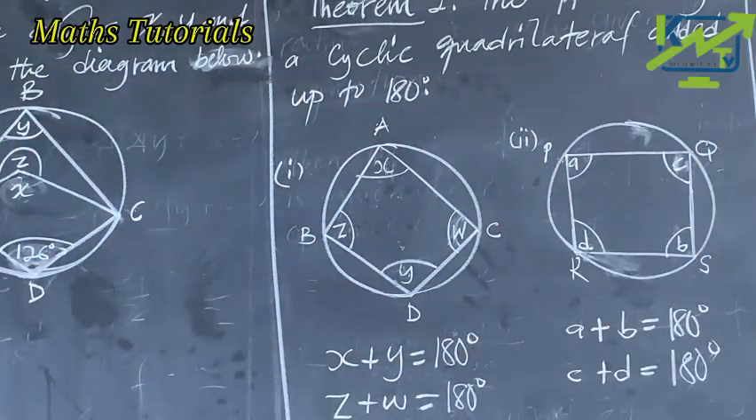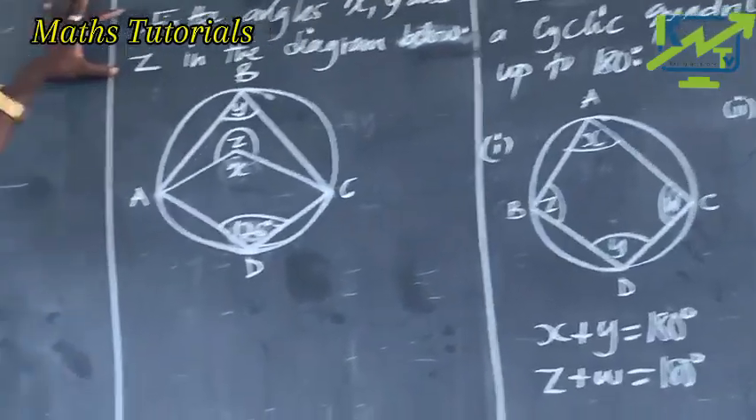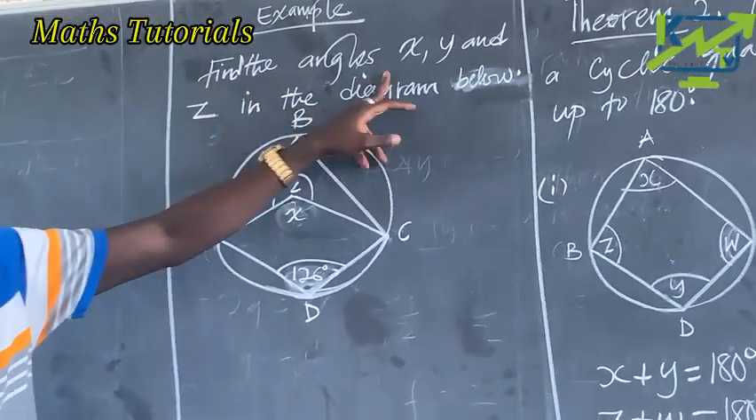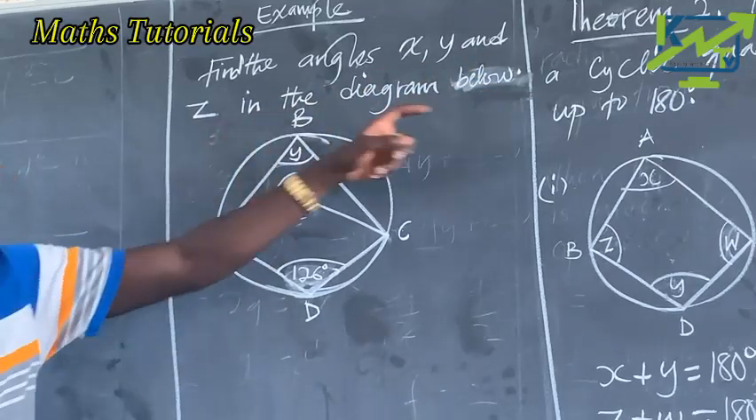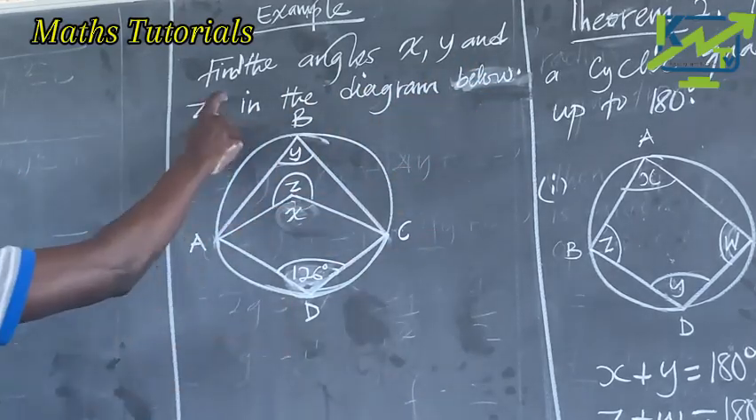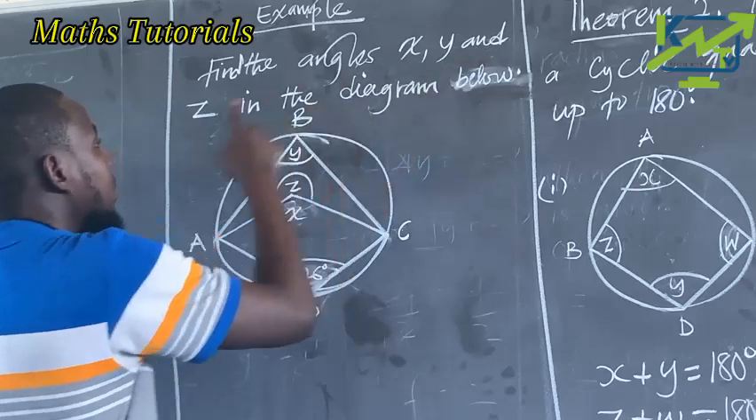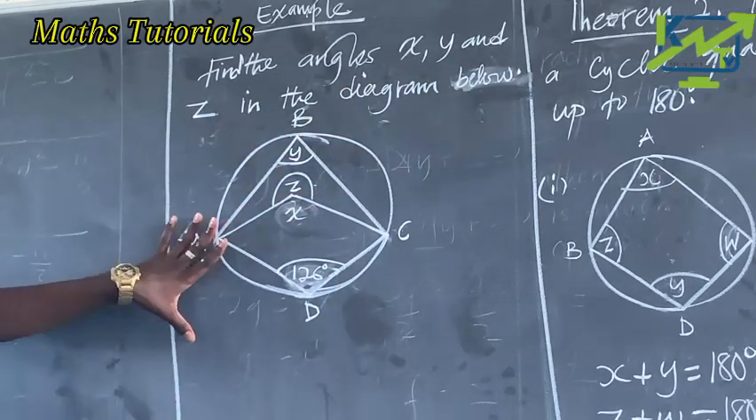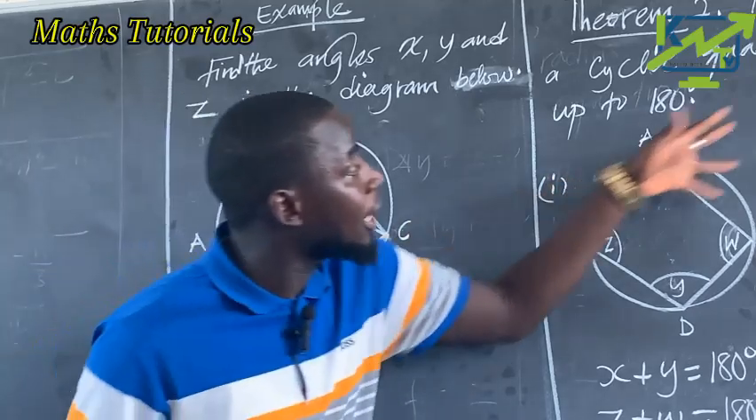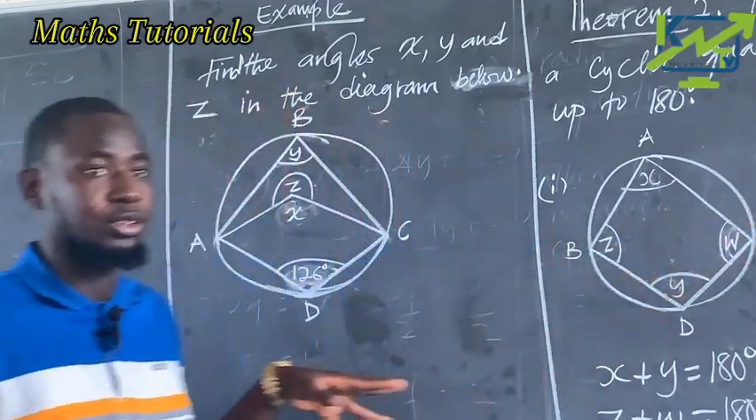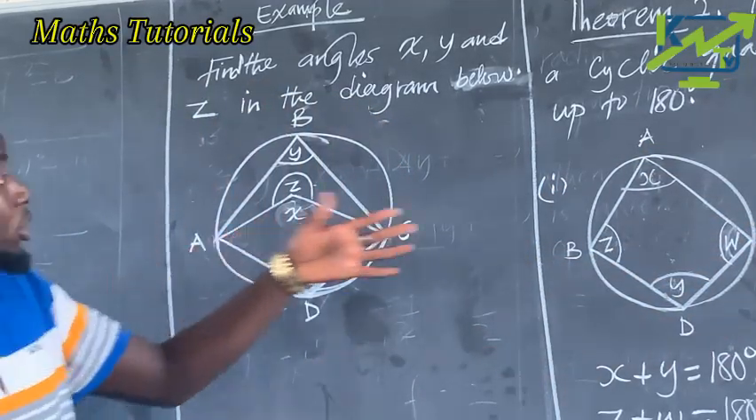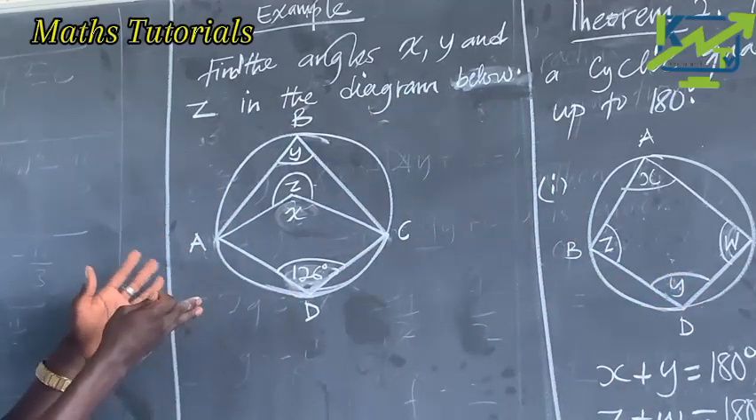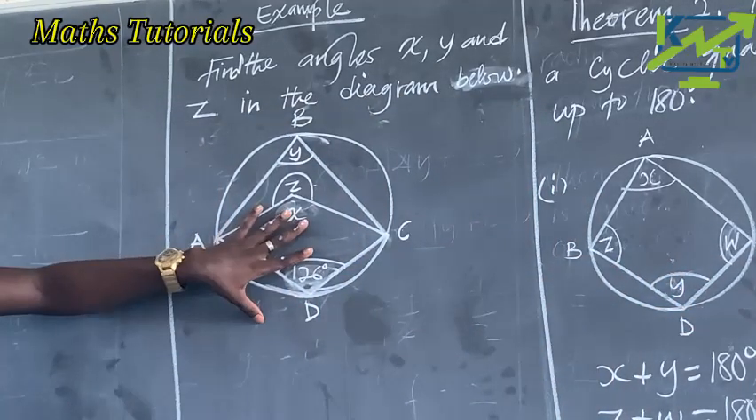So we are going to solve these examples. It says: find the angles x, y, and z in the diagram below. When you look at this one here, it's a typical example of these two theorems. Do you see that? If you look at these two theorems here, they all reflect in these examples here.